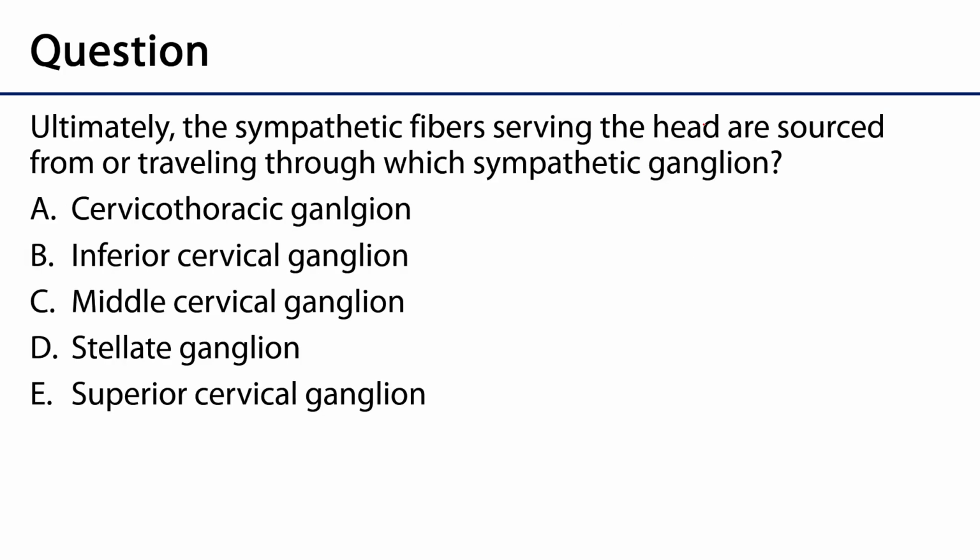So that leads us to our assessment question, and that is, ultimately, the sympathetic fibers serving the head are sourced from or traveling through which sympathetic ganglion? Is it the cervicothoracic ganglion, the inferior cervical ganglion, the middle cervical ganglion, the stellate ganglion, or the superior cervical ganglion? Well, cervicothoracic, inferior, and stellate can be referencing the same thing. They're not necessarily the same thing, but they're often referencing the same thing.